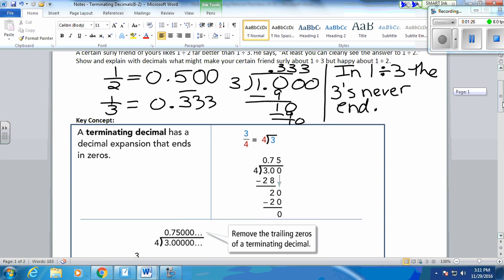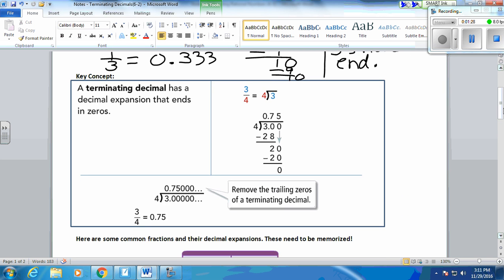So the key concept for today is that a terminating decimal has a decimal expansion that ends in zeros. The example that they're showing you here is 3/4. That 3 divided by 4 is equal to 0.75 because right here it cancels out to give us 0 at the end. There is no remainder left over. They're showing you right here that we could add a ton of zeros after the 0.75, but that just becomes pointless. So we remove the trailing zeros of a terminating decimal, finally saying 3/4 is equivalent to 0.75.